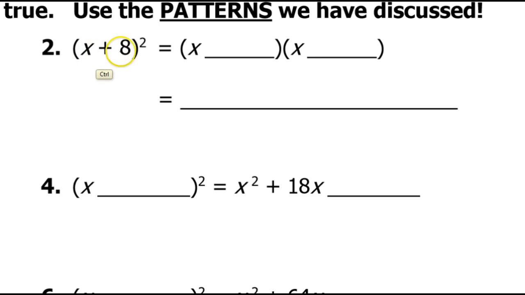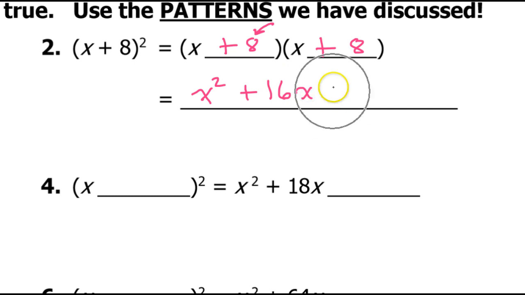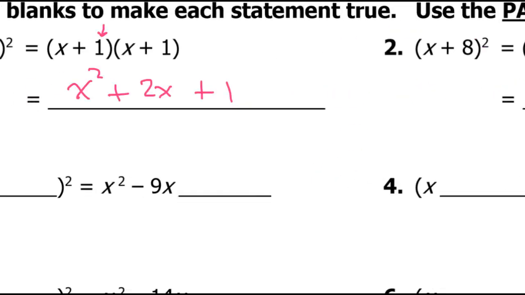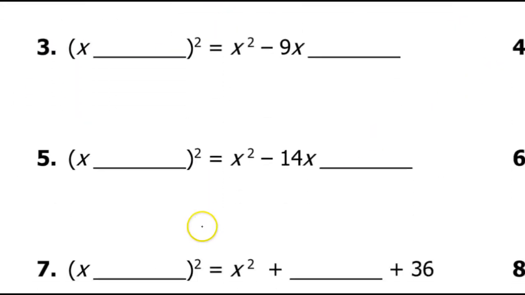Okay, so x plus 8 squared is the same thing as x plus 8 times x plus 8. So of course we're going to have x squared because of x times x. Now the middle, we're just going to double this. We're using the shortcut this time. So this is going to be 16x plus, and then the last term, we're just doing 8 times 8. So that's going to be 64. All right, so it's all about shortcuts. Let's go back to problem number 3.